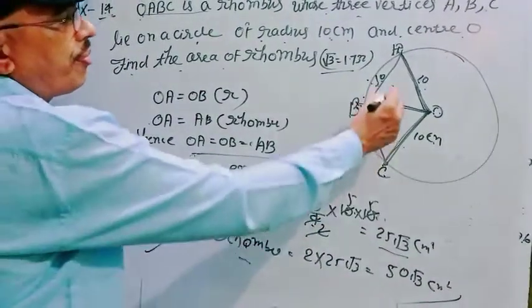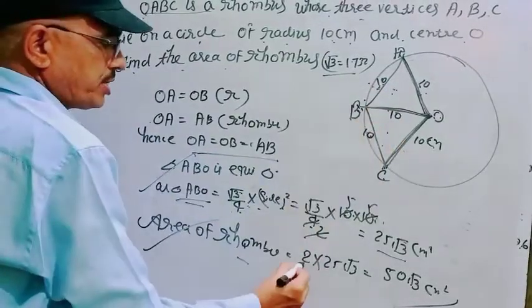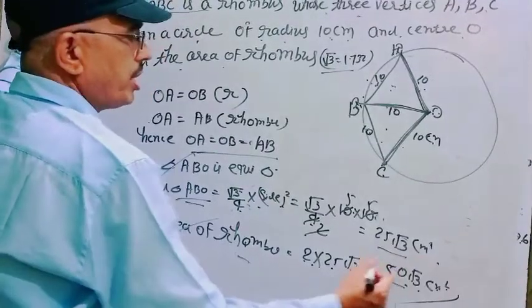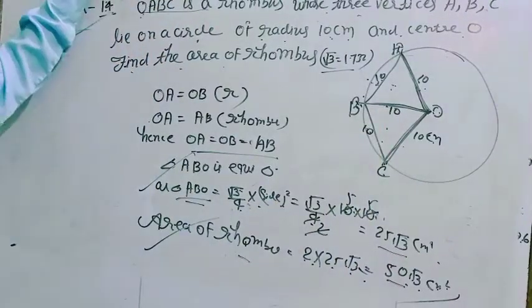Then what is the area of the rhombus? It is 2 times of this. So 2 into 25 root 3, that is 50 root 3 cm square is the area of the rhombus.